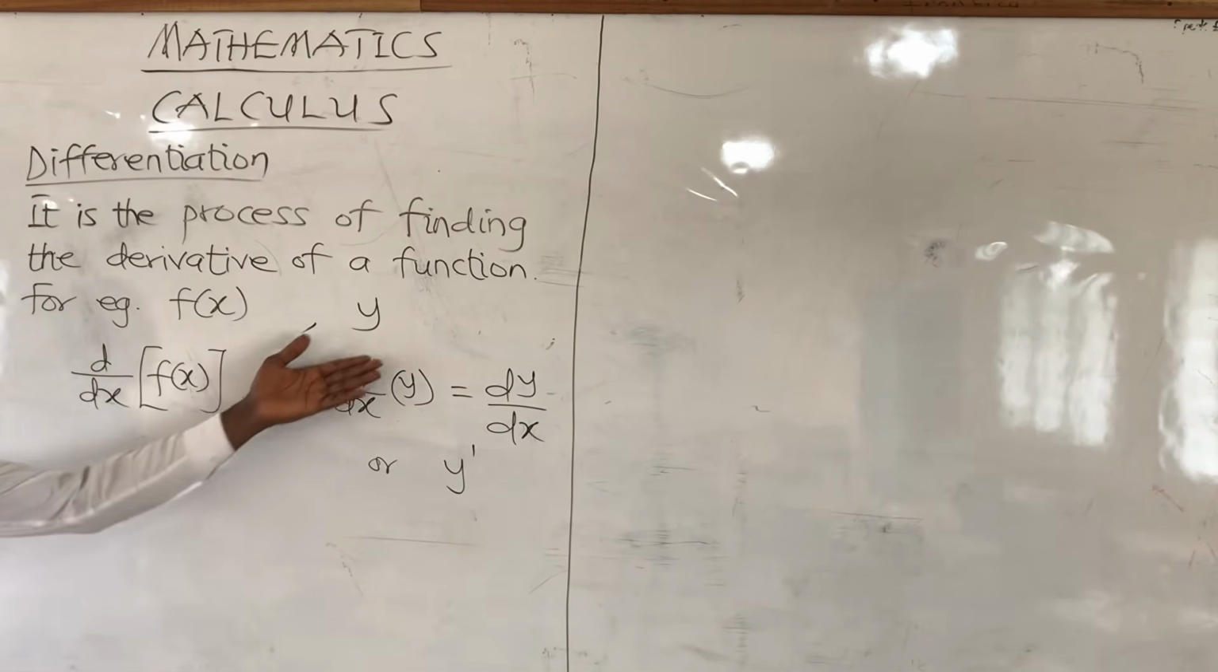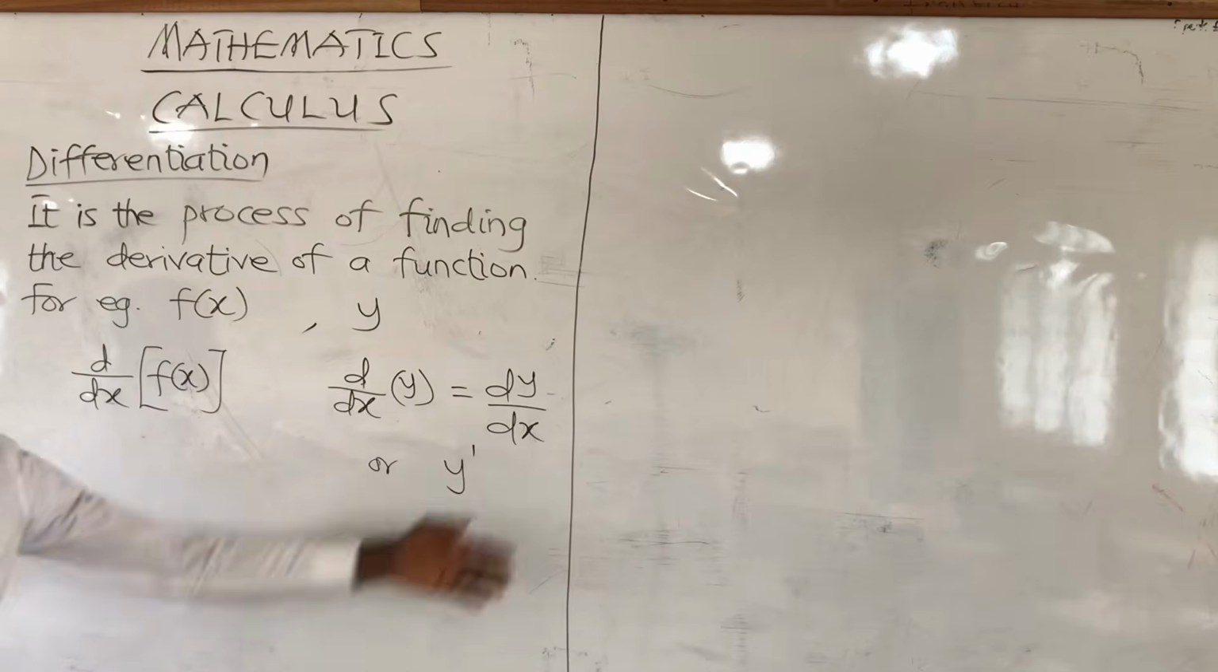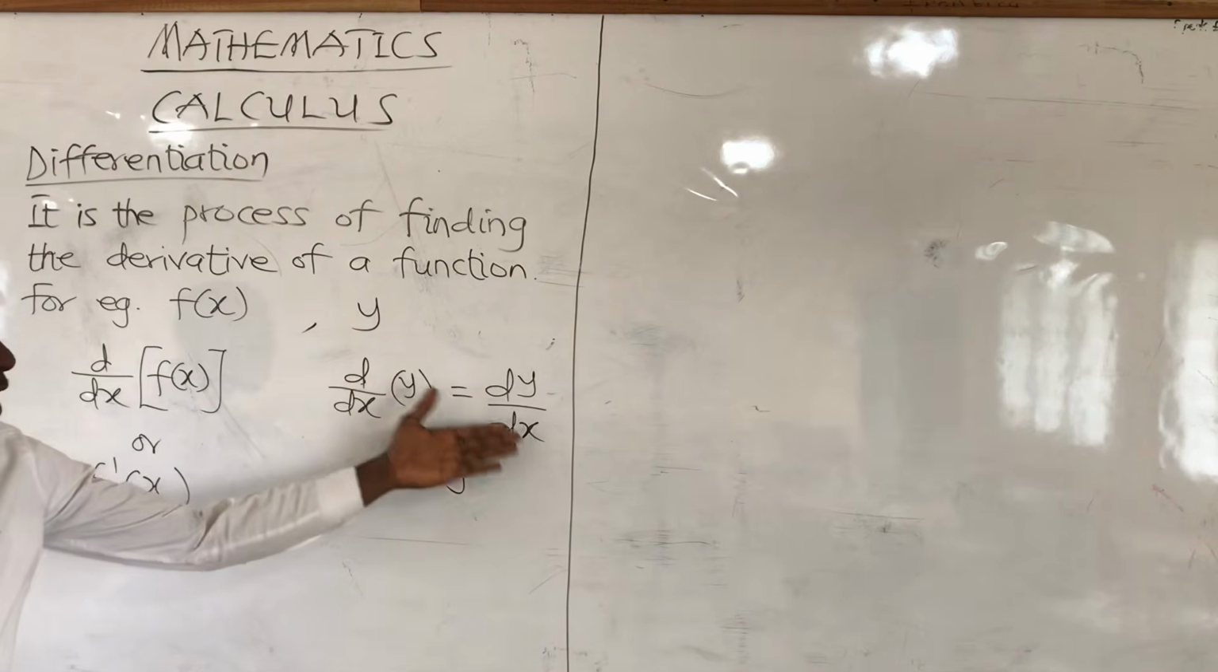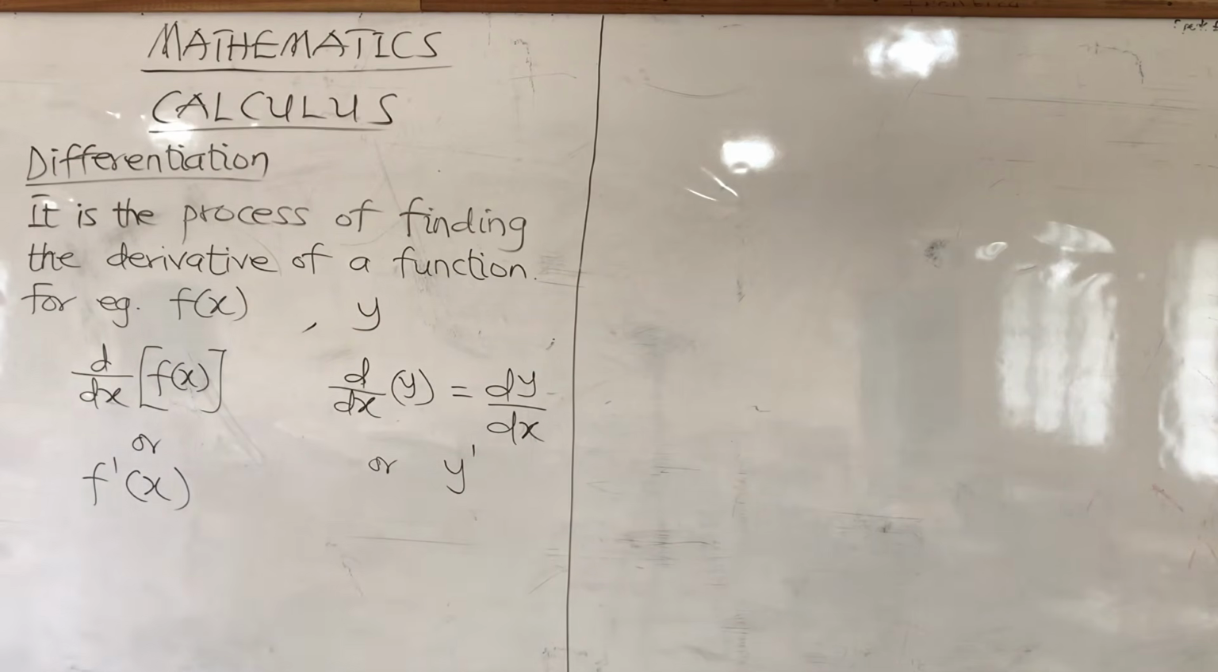So here we are differentiating y with respect to x. Over here we are differentiating f of x with respect to x. So here it is also going to be f prime of x. Ideally, d dx of f of x is the same as f prime of x. In the same way, dy over dx is also the same as y prime.